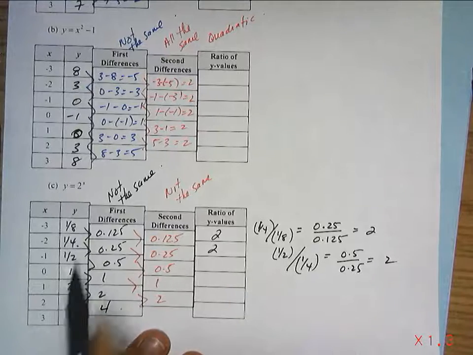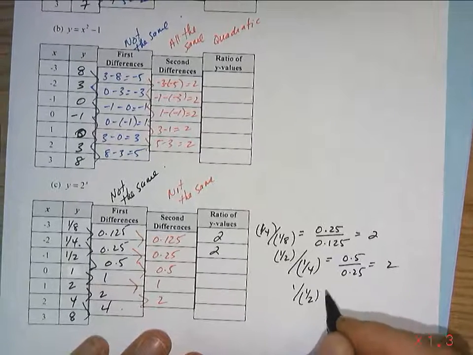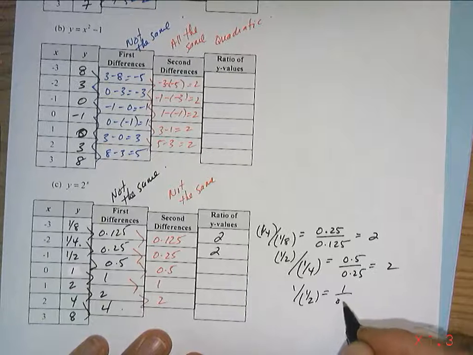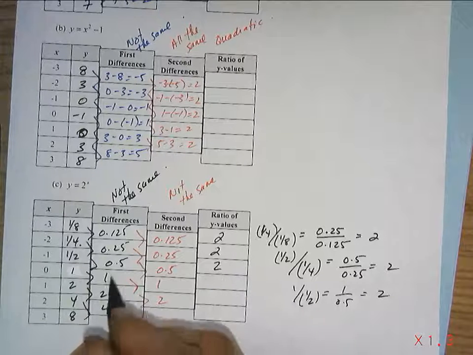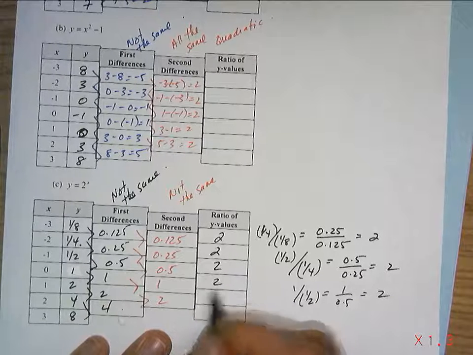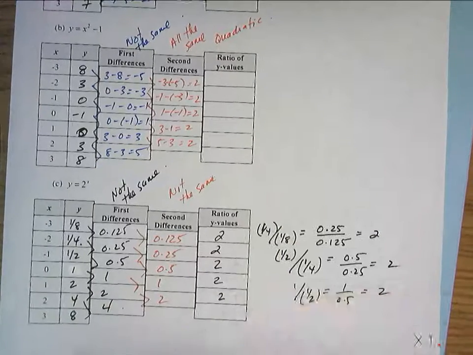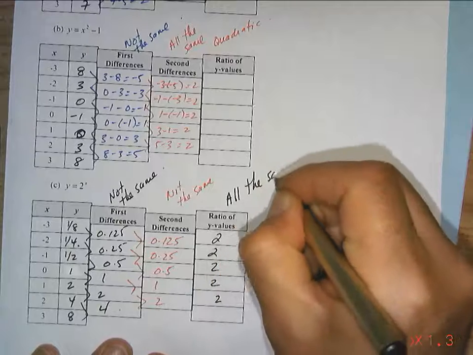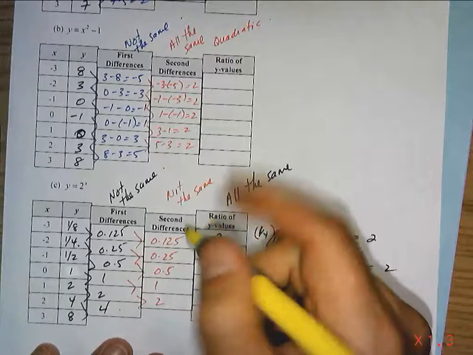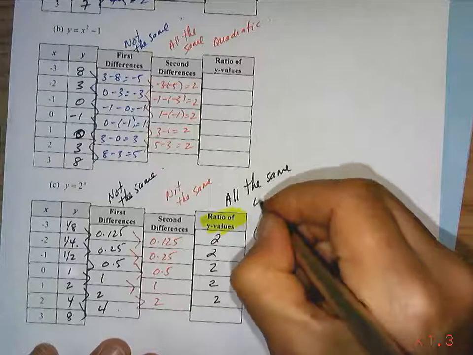So now we're going to do the ratio of 1 over 1/2. 1 divided by 1/2. Well, again, that's hard to do, so it's 1 over 0.5, and using your calculator, you'll get 2. And then 2 divided by 1, which is 2. And then 4 divided by 2, which is 2. Notice that the ratio of the y values are all the same. But it's a ratio. It was that division. That means that it's going to be exponential.